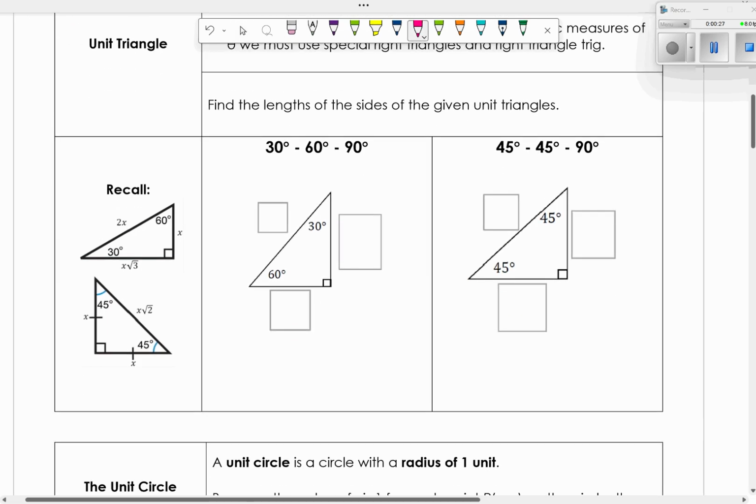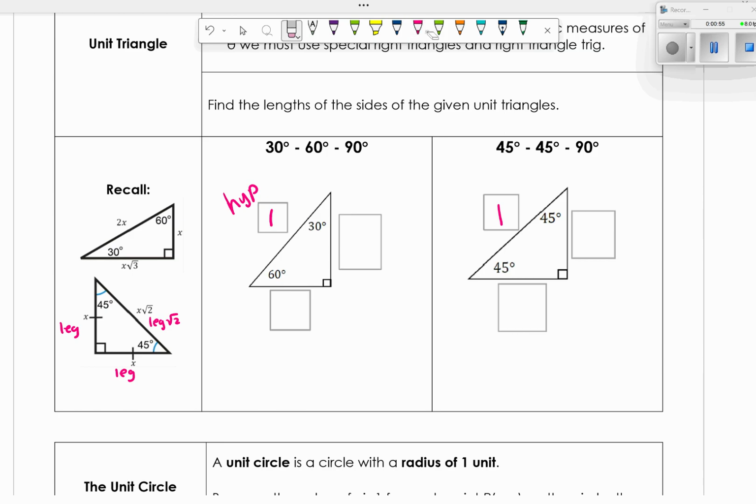So we want this to be a length of 1 because it's across from the right angle, which means this is the hypotenuse, right? Same thing here, this would be 1. So recall, these are our 30, 60, 90 triangles, but we didn't write it like this before. We just said this was the leg and this was the leg root 2. So then here, instead of just saying leg, we have an x. If you want to write leg, you can, or you can use the x.